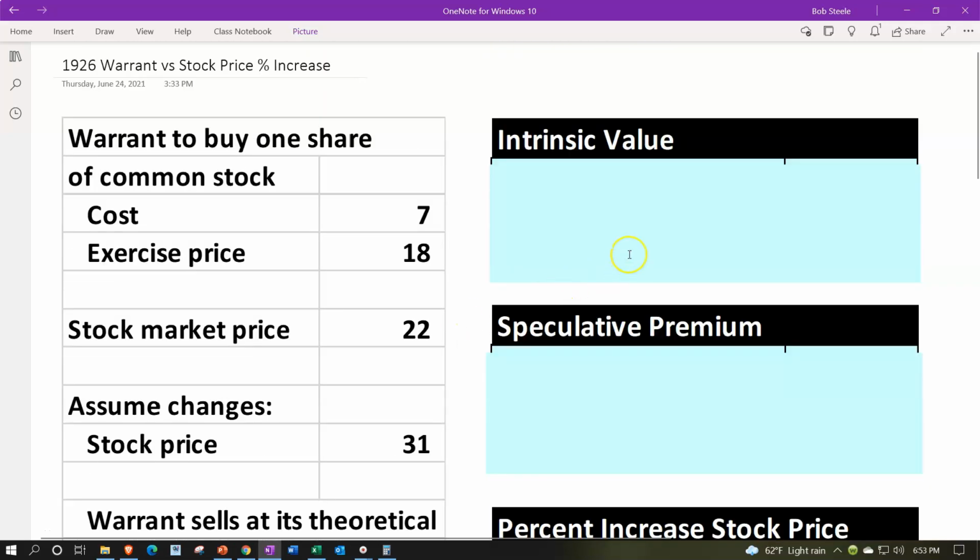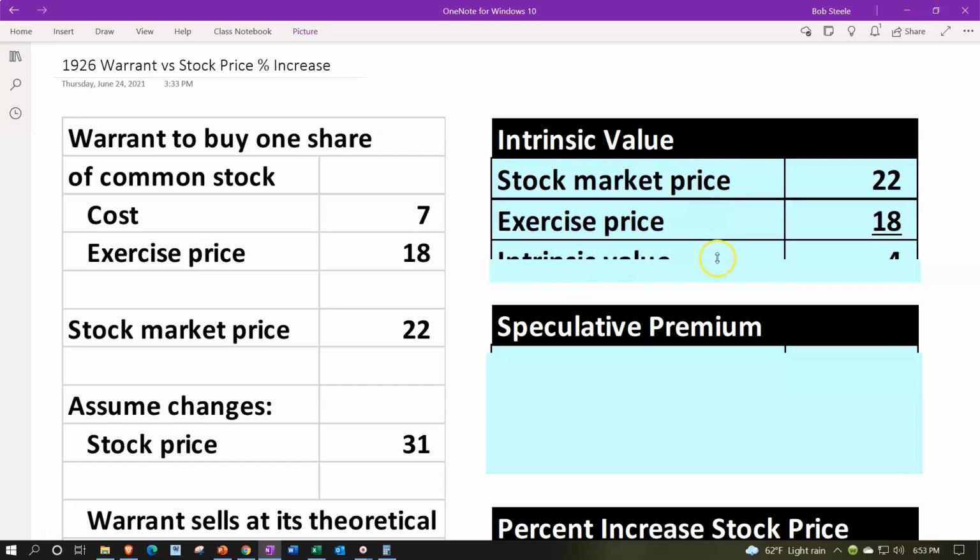So let's first take a look at the intrinsic value here. We have the stock market price of 22 and the exercise price is 18. So if we had the warrant, we can basically exercise it and buy the stock for $18 as opposed to $22. 18 minus 22 means we'd have an intrinsic value of $4.